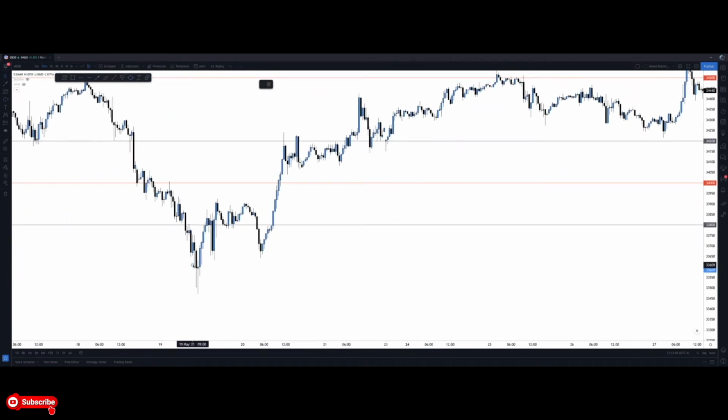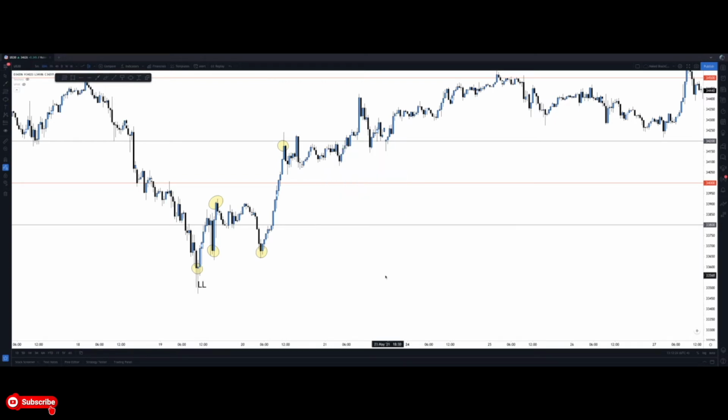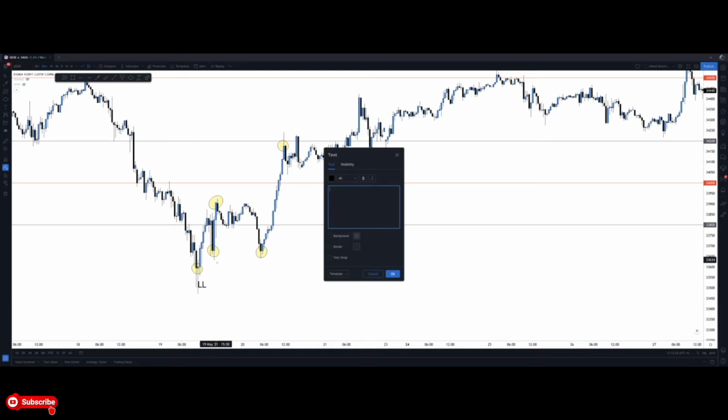So the example we're gonna look at right here, this low, and then this high. In this situation right here, this would be a lower low, right? This would be a higher low because we're still keeping this uptrend. This is a lower low. Now it's becoming a higher low because this is higher than this low right here. So we're keeping this uptrend right now.